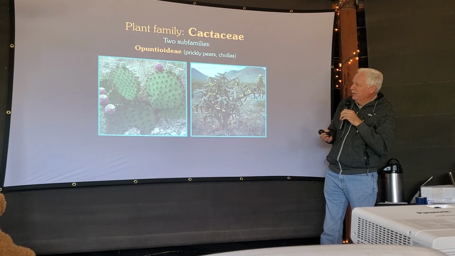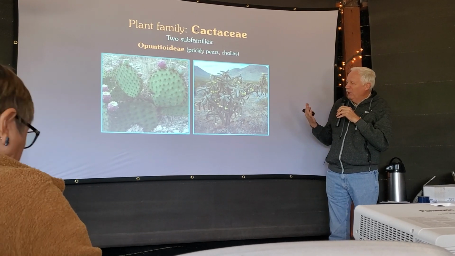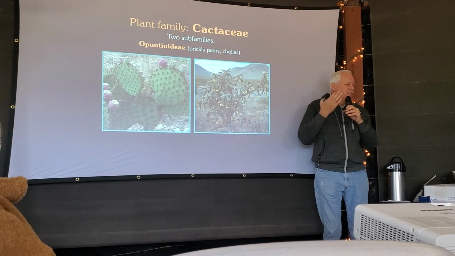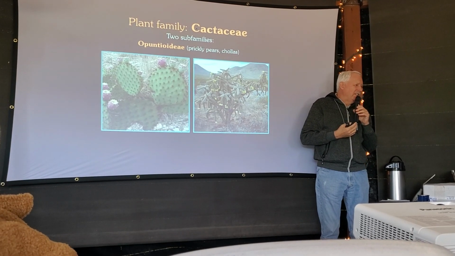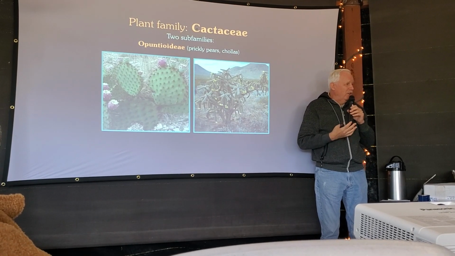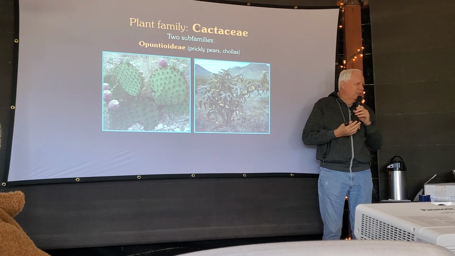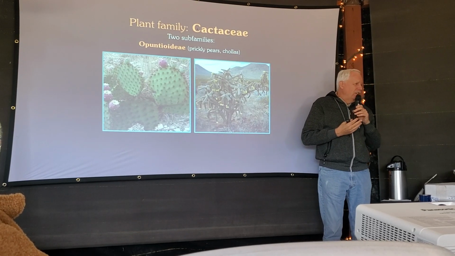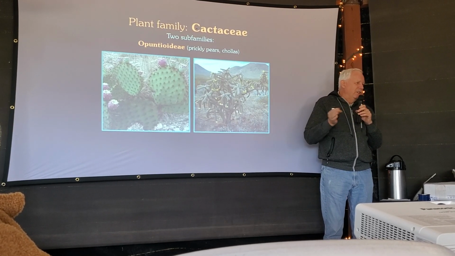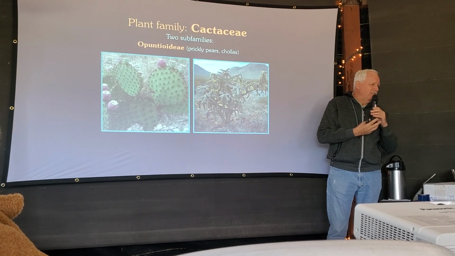Because the flowers, most of them are pollinated by insects, so they have to open during the hottest time of day, so you don't want to lose a lot of moisture from your flowers. So they open, and then at night they close again, and they may open another time, but they bloom only 1 or 2 days, most cactus flowers.